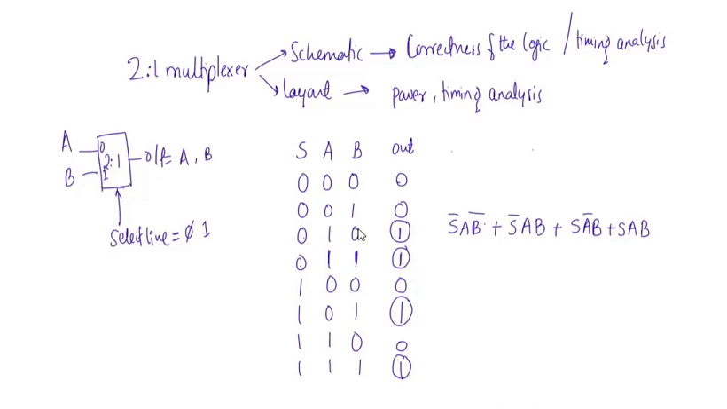Now let us try to simplify this further. I can take out the most common terms that I can find in these expressions. So what I can do is, between these last two terms I can take out S B, and what is left is A bar plus A, and from the first two terms I can extract S bar A, and B bar plus B will be remaining.